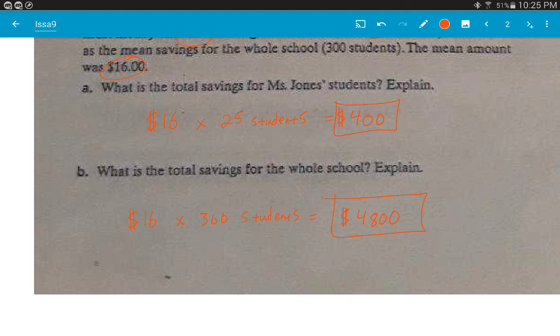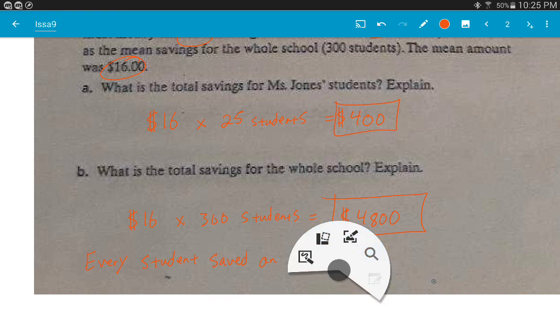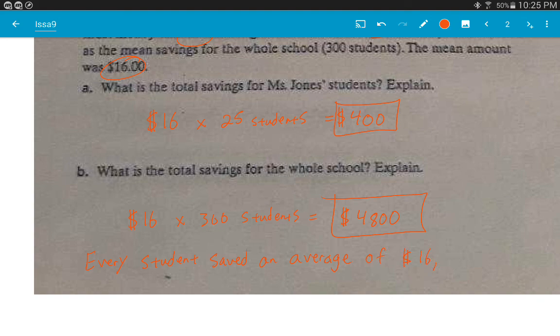And your explanation for either one of those would be every student saved an average of 16. So to find the total saved, we multiply by how many students, or multiply by the number of students.